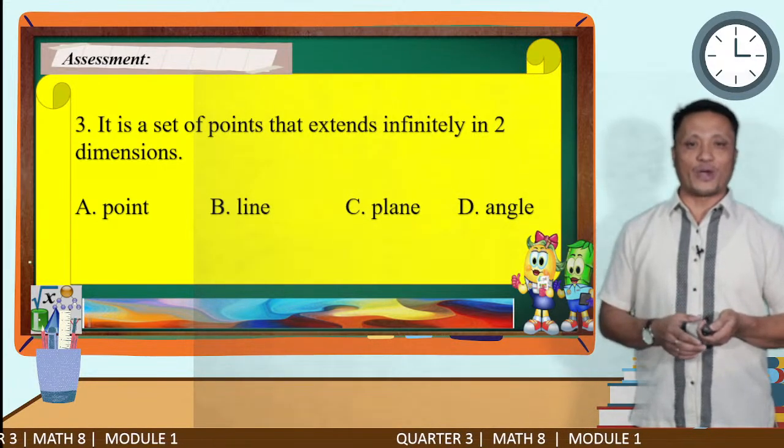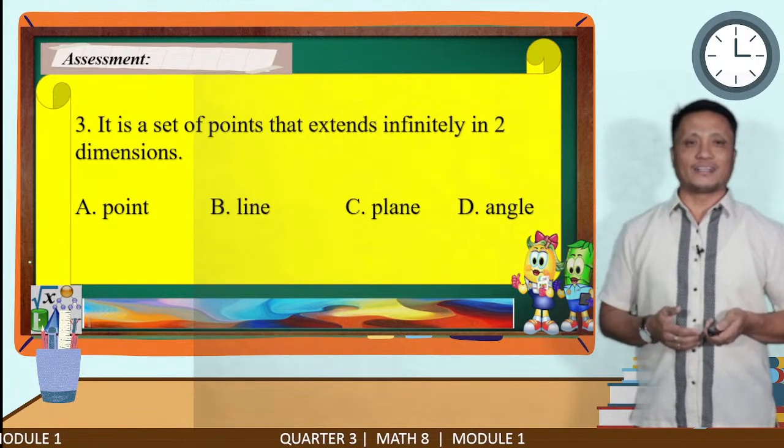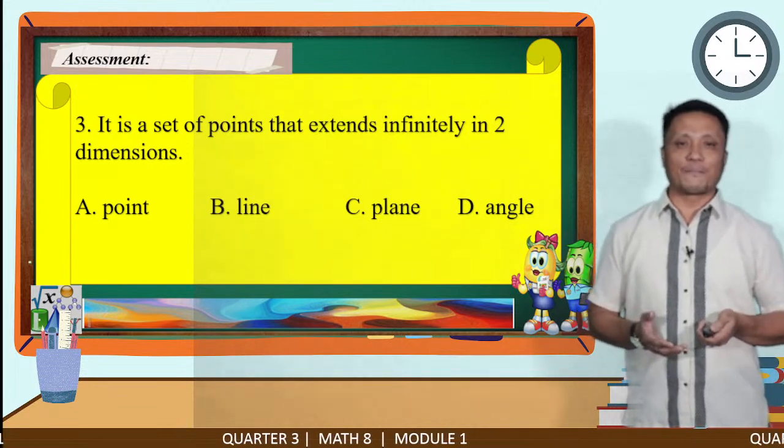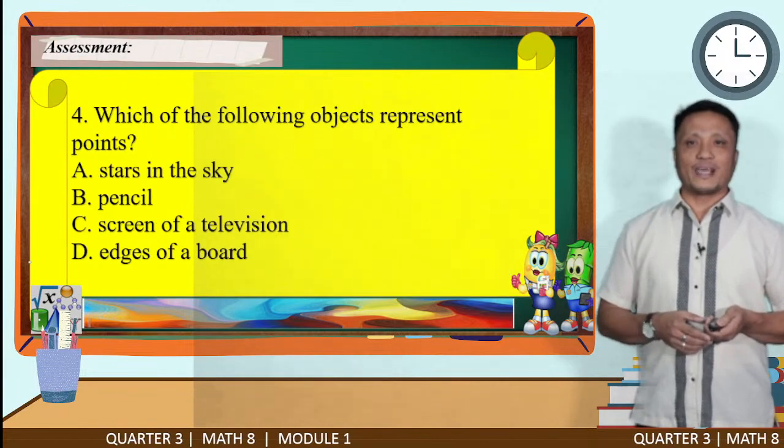Number 3, it is a set of points that extends infinitely in 2 dimensions. Letter A, point. B, line. C, plane. D, angle. And your answer is letter B. Very good.